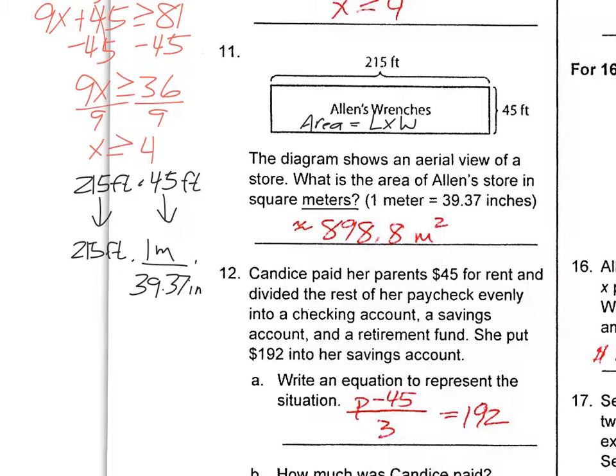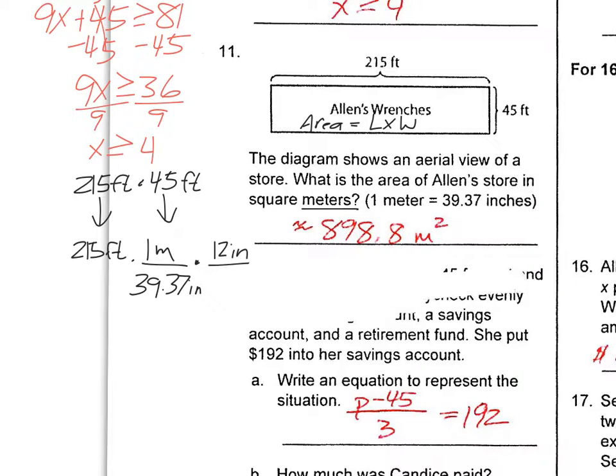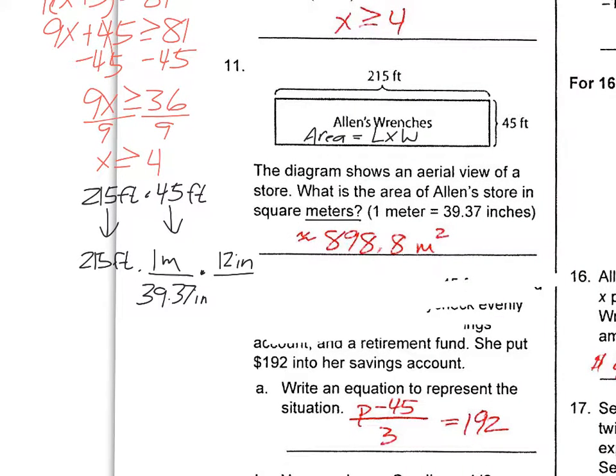So then what I have to do is I've got to change my feet to inches. Well, there are 12 inches in 1. Let me get rid of some of this stuff down here so I got more room to write. Sorry about that. There we go. So 12 inches is 1 foot.